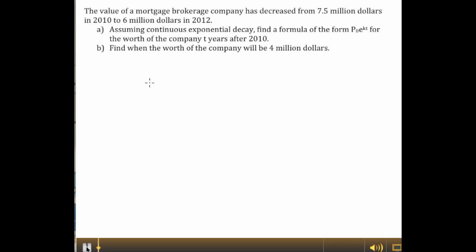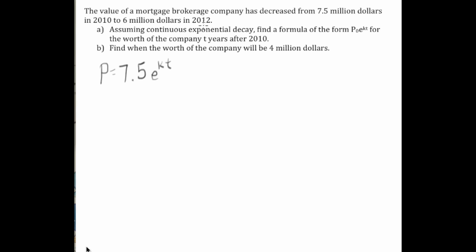All right, we've got an exponential word problem here that we're going to solve. Given this information, we have to put everything into a formula of this form. Let's notice what's happening here. In 2010, we had $7.5 million. So we have an initial amount, so we know that P is going to be 7.5 e to the kt. We know that's our P sub 0.